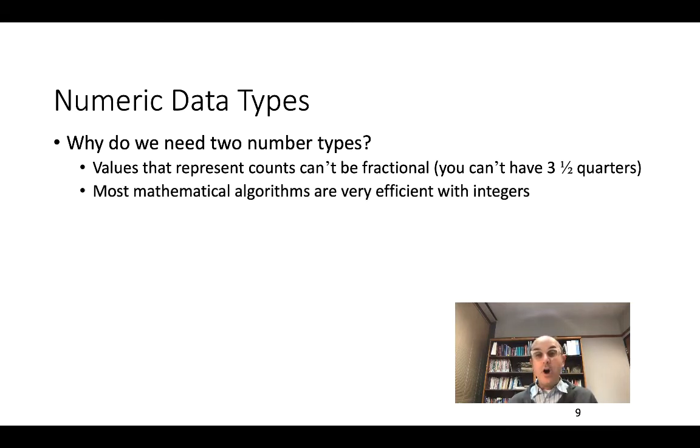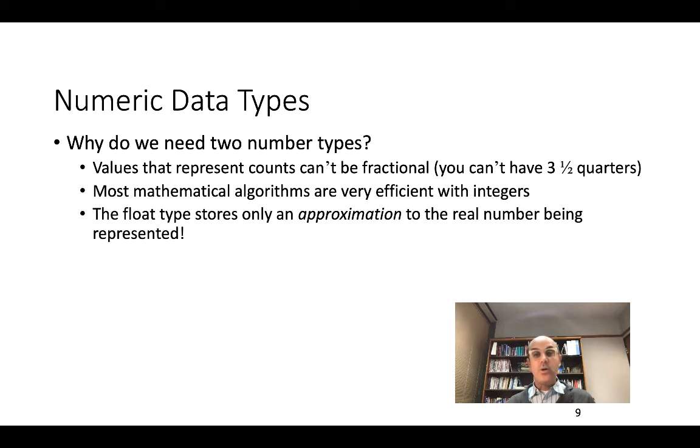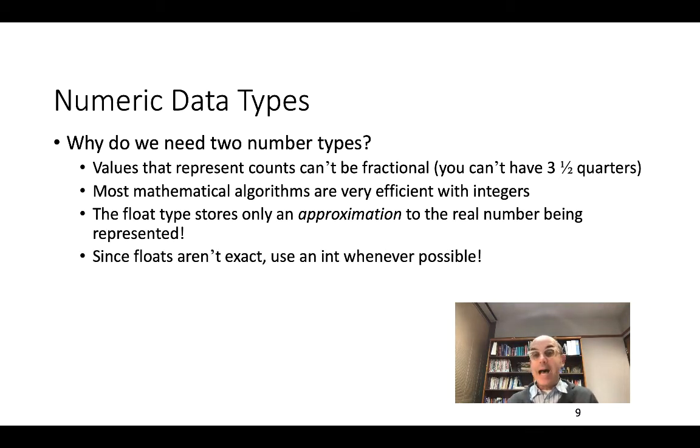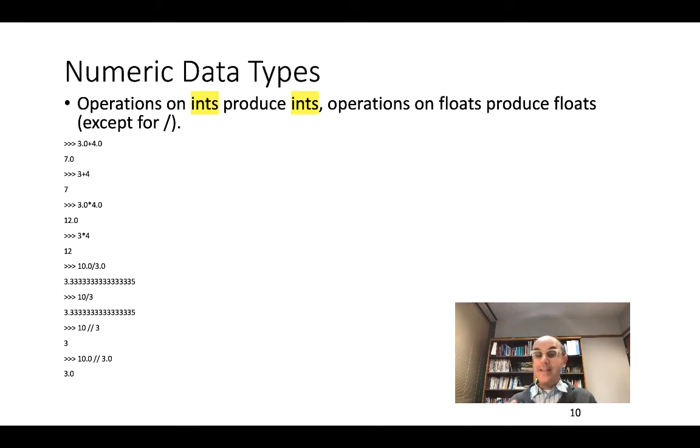So that's why the float exists. Most mathematical models are working in computers, and this is how we apply it. We do not have 3.25, it doesn't exist. So the float type stores an approximation to the real number being represented, and that's how we're going to do it. But since floats are not exact, we will use integer whenever possible, and this is important.